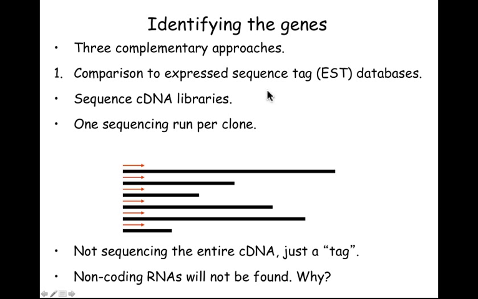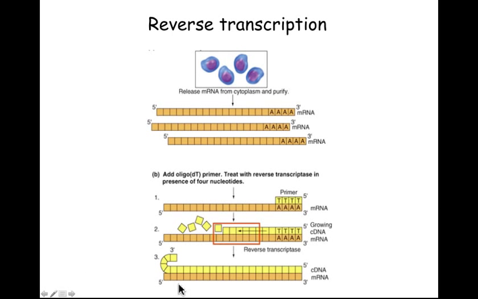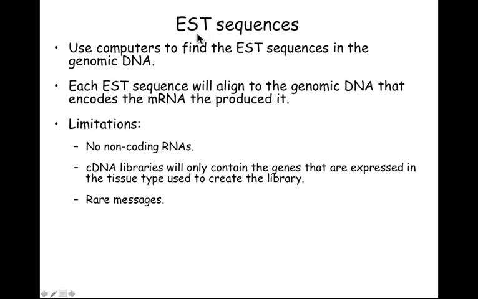We talked about ESTs, where we sequence cDNA libraries and get a little bit of a tag on them. We talked about the fact that this won't identify non-coding RNAs because of how reverse transcription works from these oligo-dT primers. We talked about EST sequences, using computers to find these sequence tags that we've created in the genomic DNA. This will be able to align these ESTs with the genomic DNA, identifying where this messenger RNA is, and therefore there is a gene.